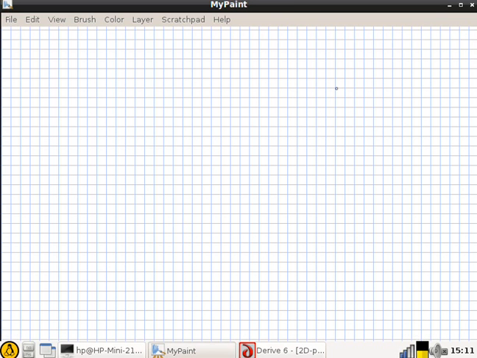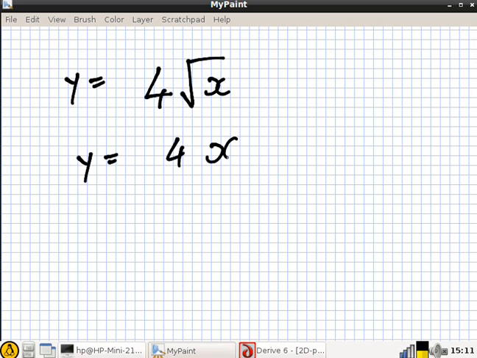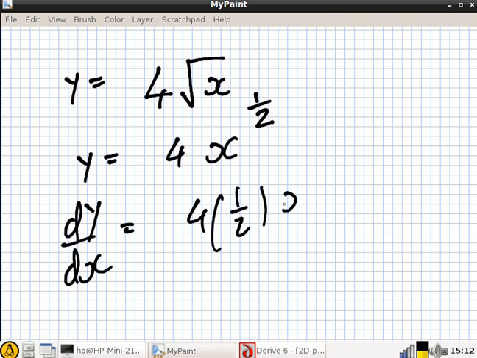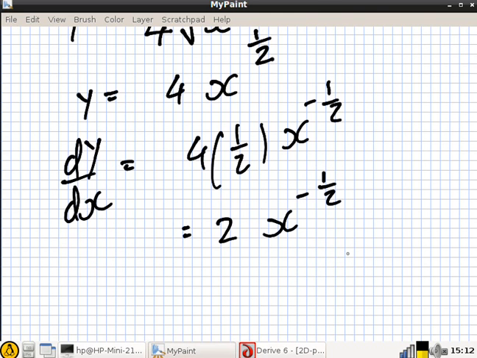So we have here 4 root x. Do you remember what we need to do to get the derivative here? We need to change the square root of x to the power of a half. Yes. So then the derivative would be 4 times a half times x to the minus a half. So that's 2x to the minus a half. And that's fine, that's the first derivative.